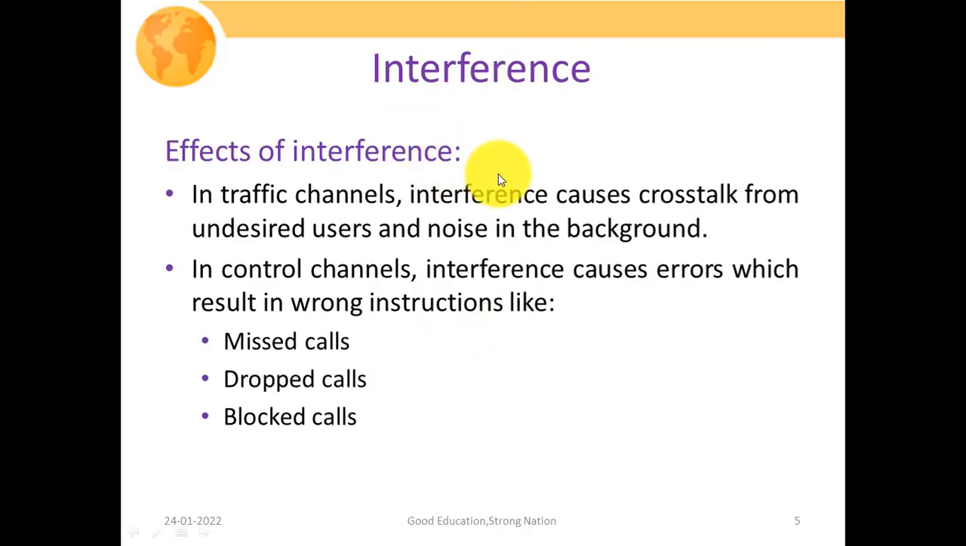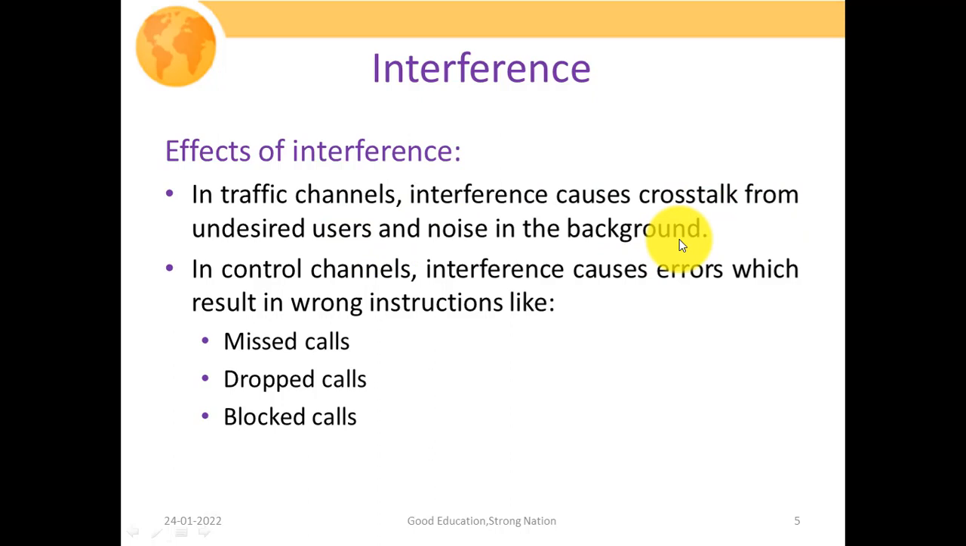So now we're going to discuss the effect of interference on our cellular communication in greater detail. We have already discussed that in cellular communication we have two types of channels, that is the traffic channel and the control channel. The traffic channel is used to carry the user's information or data, specifically voice. The control channels carry certain control information that is necessary to maintain calls. Interference will cause crosstalk from undesired users and noise in the background.